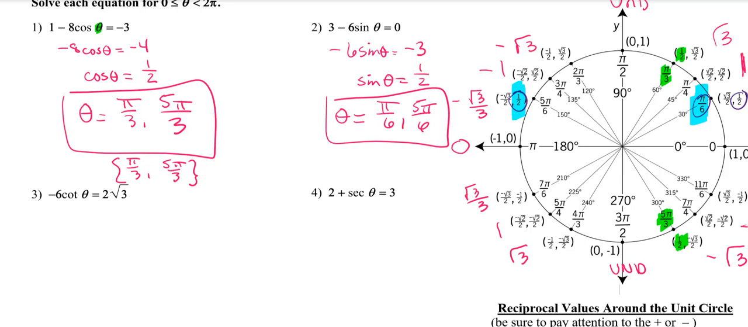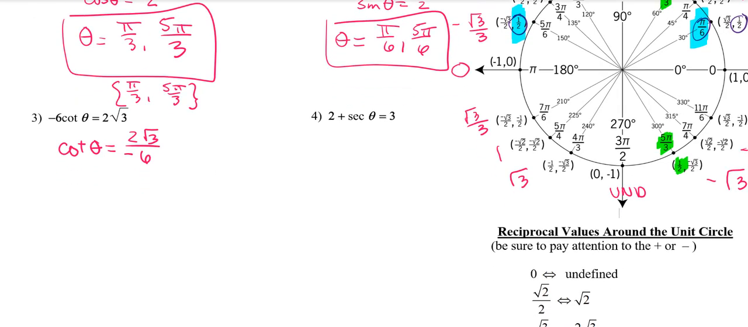Now, let's take a look at examples 3 and 4. To start example 3, first divide both sides by -6. So we'll get cotangent of theta equals 2 square root of 3 over -6.